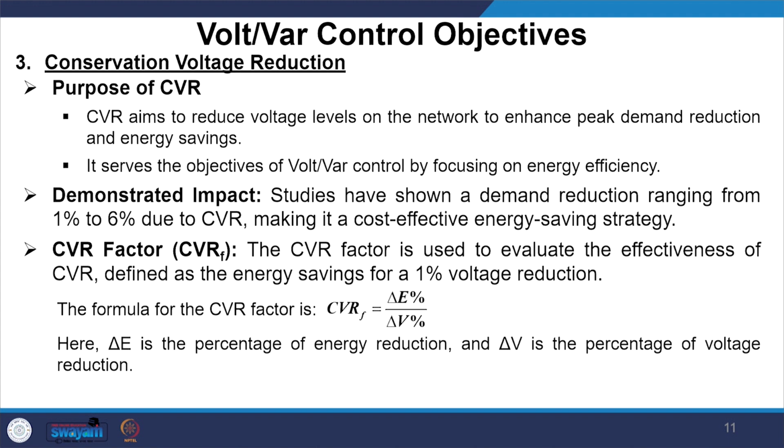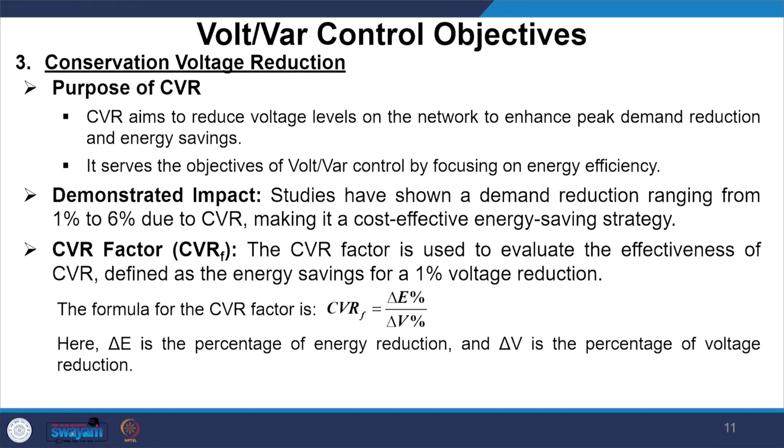The CVR factor is used to evaluate the effectiveness of CVR, defined as the energy saving for a 1% voltage reduction. That is the formula of the CVR factor, which is given by the change in energy, delta E percentage, upon the delta V percentage. It means by changing the voltage by 1%, how much energy is going to be saved. Here delta E is the percentage of energy reduction and delta V is the percentage of voltage reduction.